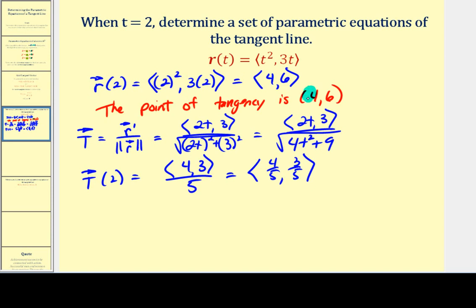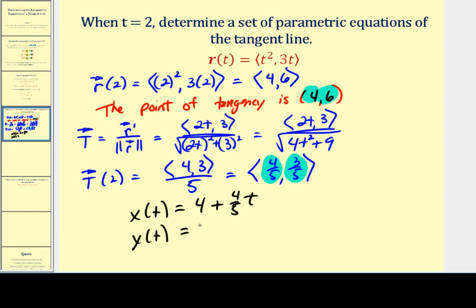So now using the point of tangency and the components of the unit tangent vector, we can determine the parametric equations of the tangent line. We would have x of t is equal to 4 plus 4/5 times t, and y of t would be equal to 6 plus 3/5 t. Now remember, parametric equations are not unique. What I mean by that is notice that we use the direction numbers 4/5 and 3/5 because these came from the unit tangent vector. Well, the vector with components 4, 3 would be a tangent vector, not just a unit tangent vector.